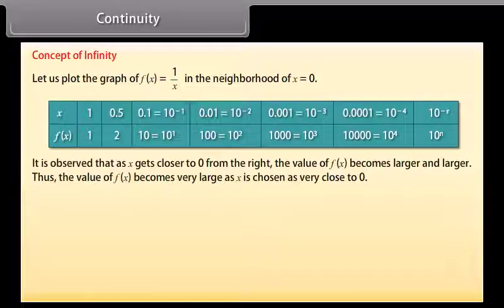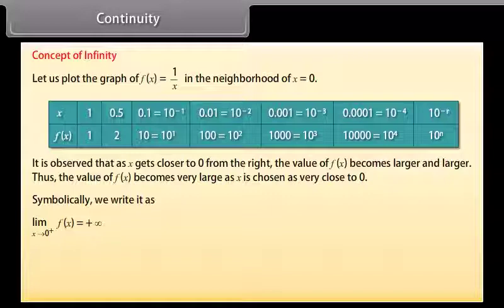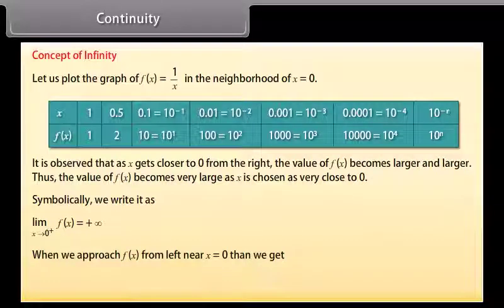It is observed that as x gets closer to 0 from the right, the value of f(x) becomes larger and larger. Thus, the value of f(x) becomes very large as x is chosen very close to 0. Symbolically, we write it as limit x approaches 0 plus of f(x) = +∞. When we approach from the left near x = 0, we get limit x approaches 0 minus of f(x) = -∞.